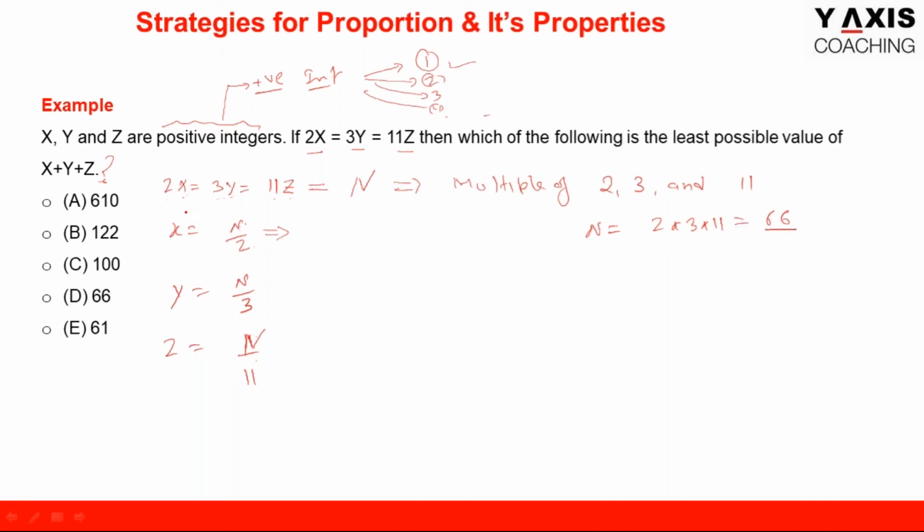From here, we can get the value of x. N is 66 by 2, that is 33. The value of y is 66 by 3, that is 22. And 66 by 11, that is 6. Then our final goal is to find the least possible value of x plus y plus z. Add them. So 33 plus 22 plus 6, and I believe this comes to 61. So the correct answer is E. I'm sure this is clear to everyone.